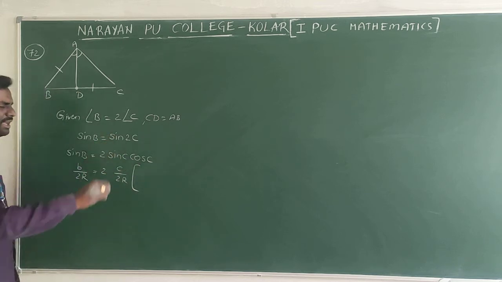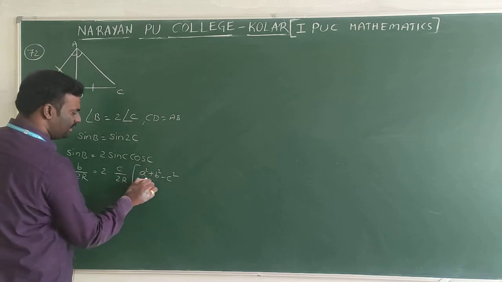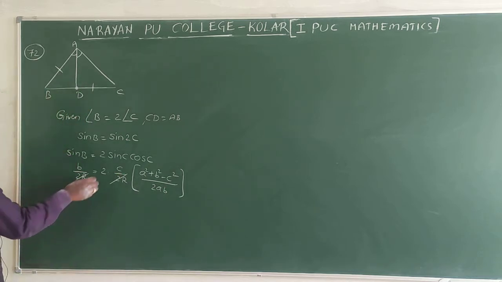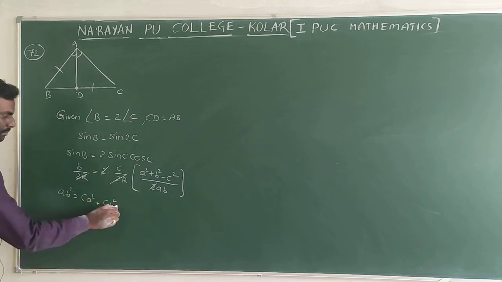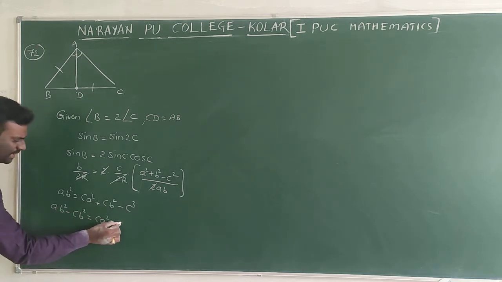Again cos C I am applying cosine rule: a square plus b square minus c square by 2ab. Now here 2R gets cancelled, 2 gets cancelled. Cross multiply. What you will get? ab square is equal to c into a square, ca square, c into b square, cb square minus c cube. Okay. Now this plus cb square send this side. ab square minus cb square is equal to ca square minus c cube.